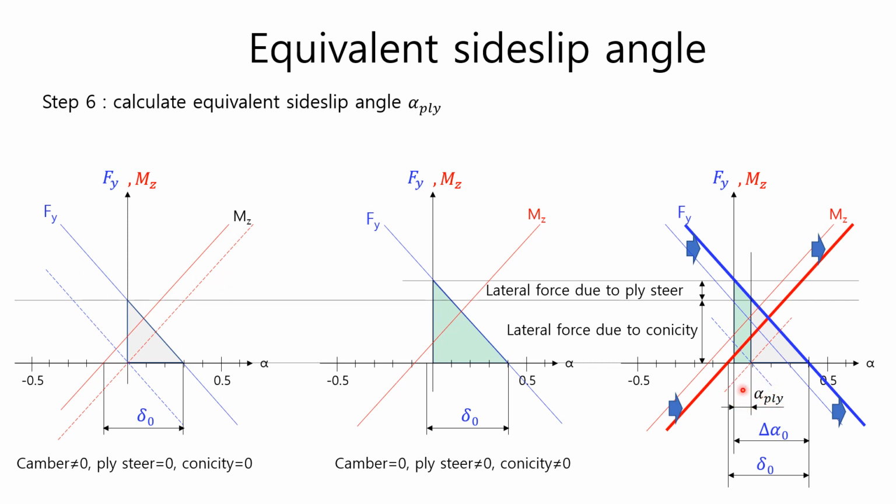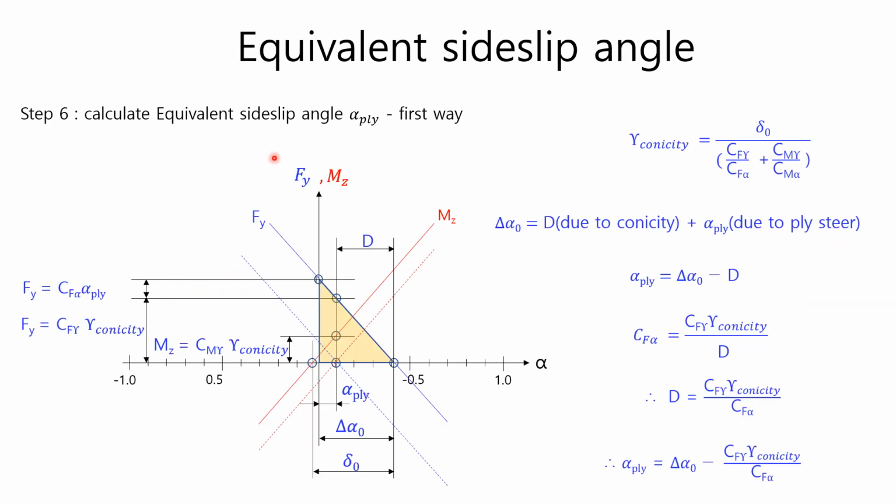We can get the middle figure when Fy and Mz move horizontally to the right as much as alpha ply. A right figure shows how to find the equivalent side slip angle alpha ply, which is the length difference between green and gray right triangles.